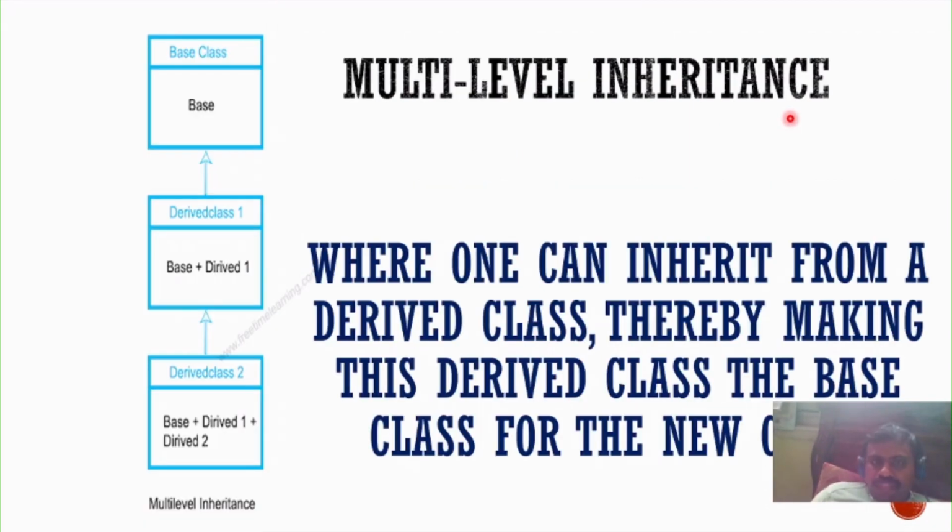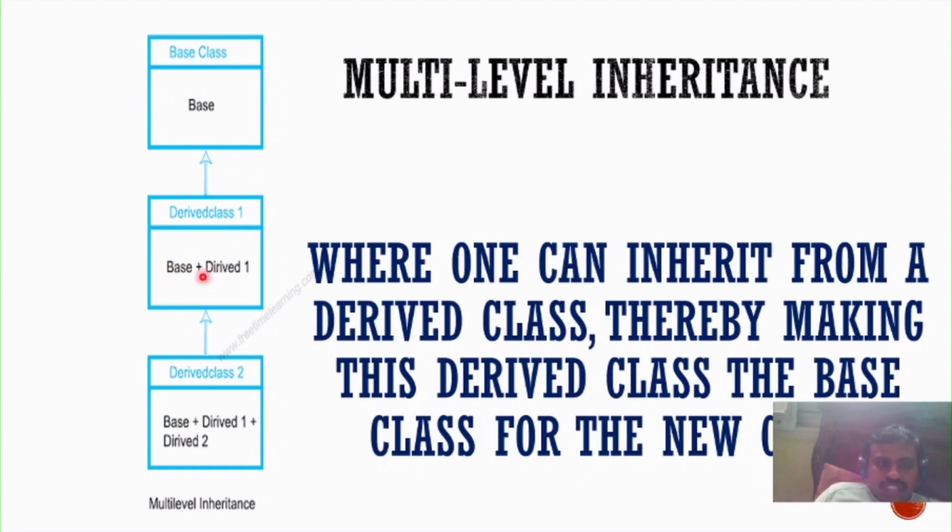Next, the second one, multi-level inheritance. You can see this in the picture. This is a base class, where it has some characteristics, properties, or features that are being shared to derived class 1. Now this derived class is going to have its own characteristics, as well as the base class characteristics copied here.